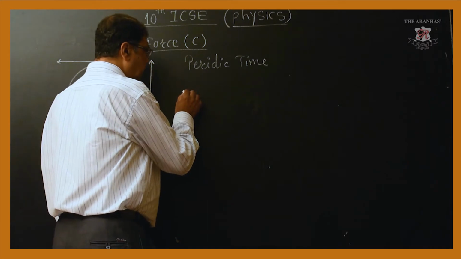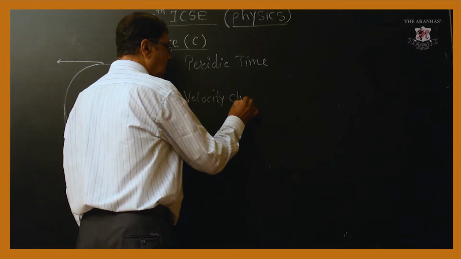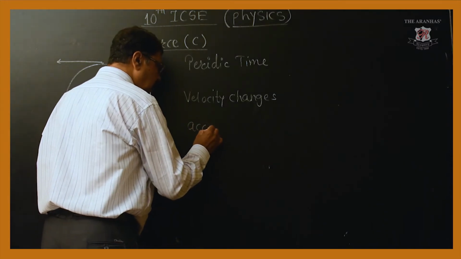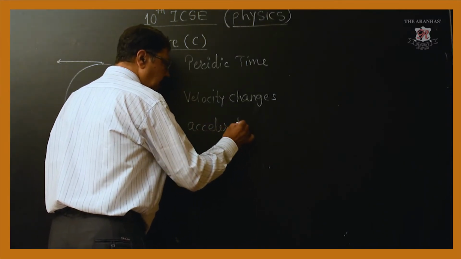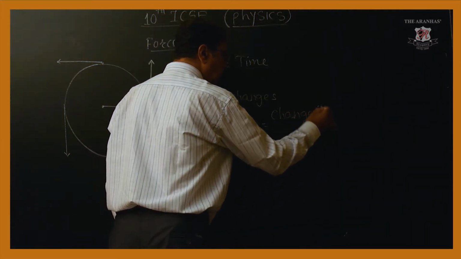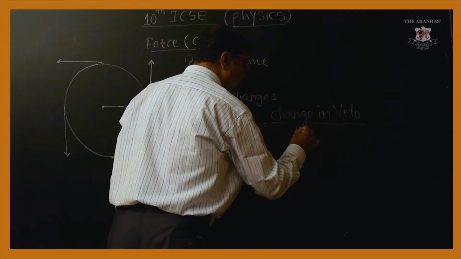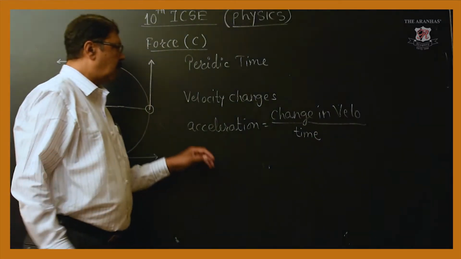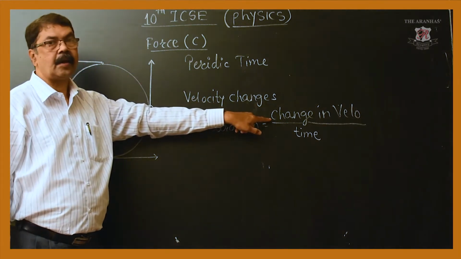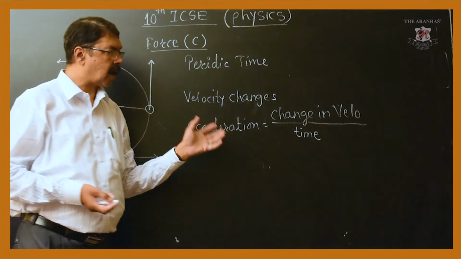So, if I say velocity changes, how do you define acceleration? Acceleration is defined as change in velocity upon time. Means, in this particular motion, as the velocity is changing, the change in velocity is not zero. There is always an acceleration. Now, how can we account for this?